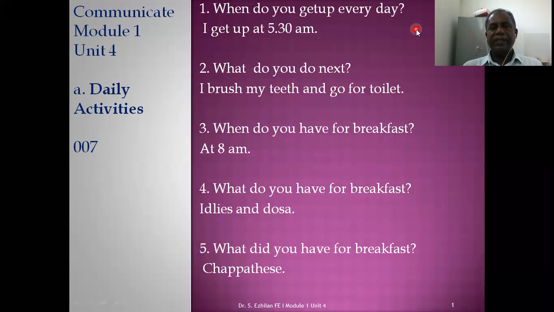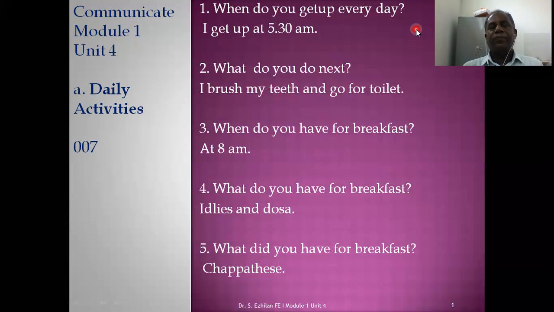So, fourth question, what do you have for breakfast? Idlis and dosa. Now, fifth one, what did you have for breakfast? The same question, you can change the menu, chapatis. Same question, only the response is changing here, varying.